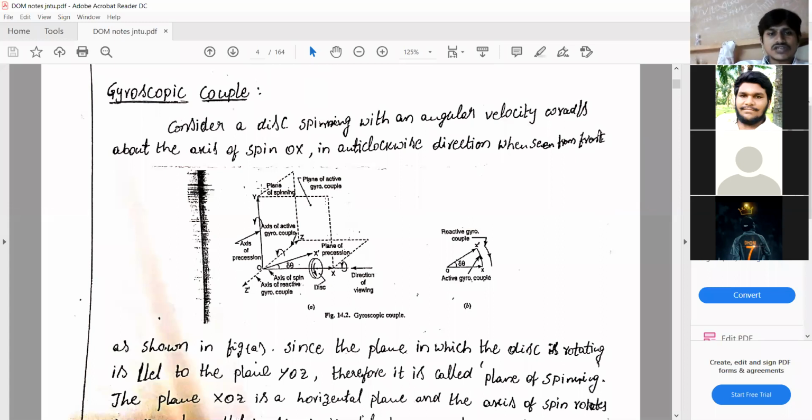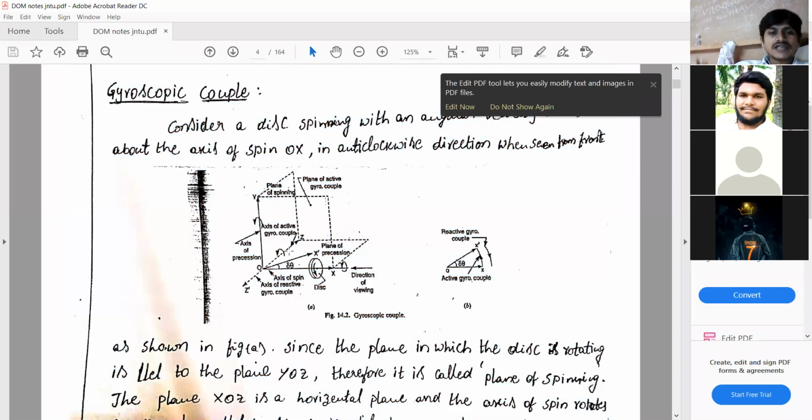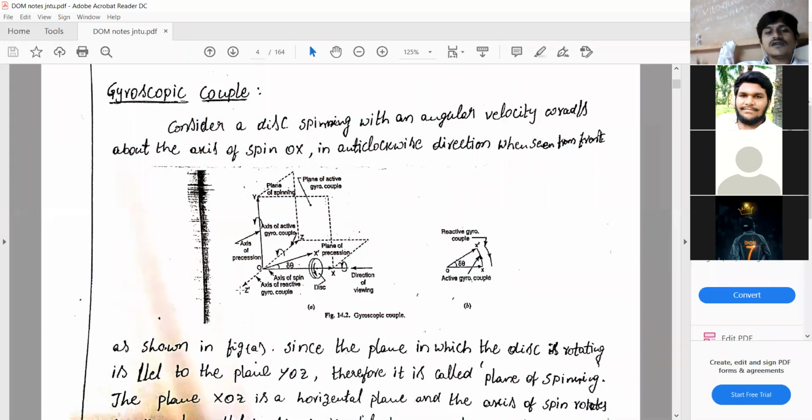The axis of precession is there, and OZ is also there. That is our axis of gyroscopic couple, OZ and OZ dash. Here OZ is called the axis of active gyroscopic couple and OZ dash is the axis of reactive gyroscopic couple. Already we discussed in earlier classes the active force and reactive force, so there is a small difference between active and reactive gyroscopic couple.